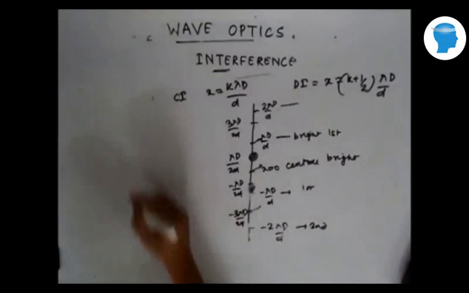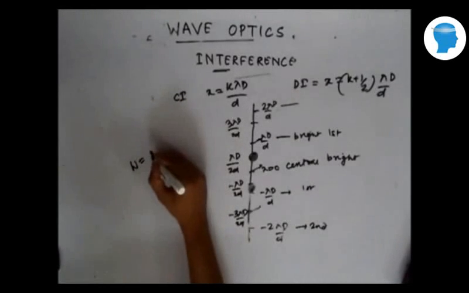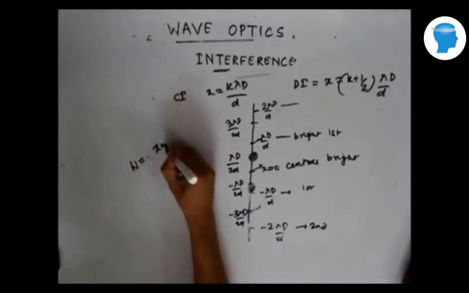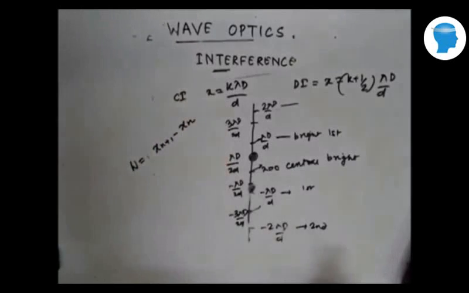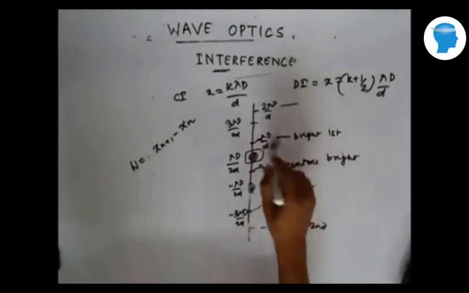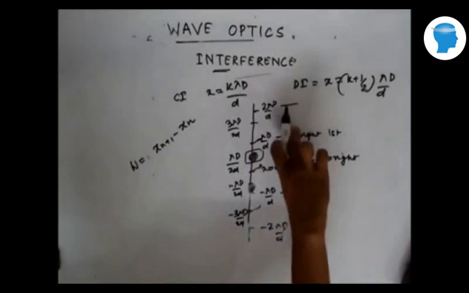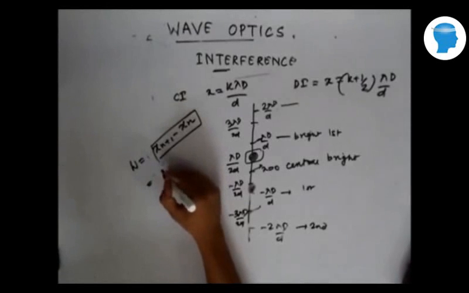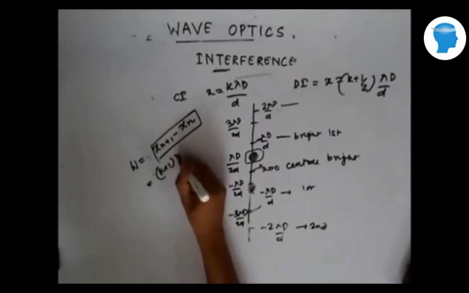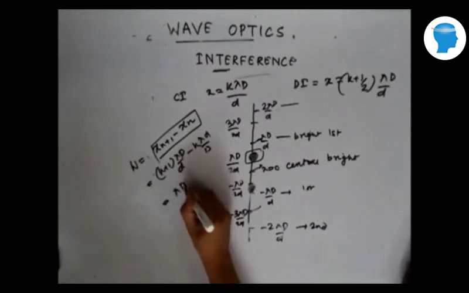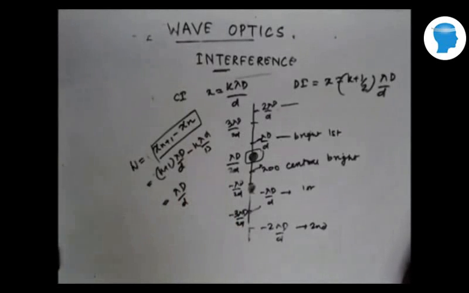Now what is the fringe width? Fringe width we define as the width of the fringe. So I can get the fringe width as, let's say, x(n+1) minus x(n). The width of this dark fringe will be the difference between the positions of these two bright fringes. So that's why I get this formula. If I put in the values, I get the fringe width as (k+1) lambda D by d minus k lambda D by d, or lambda D by d. So this is the width of the fringe.